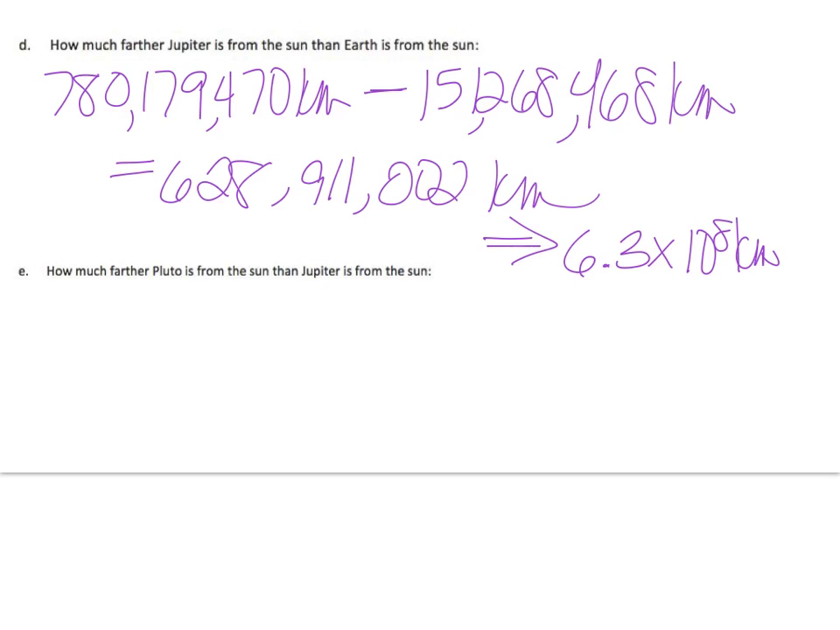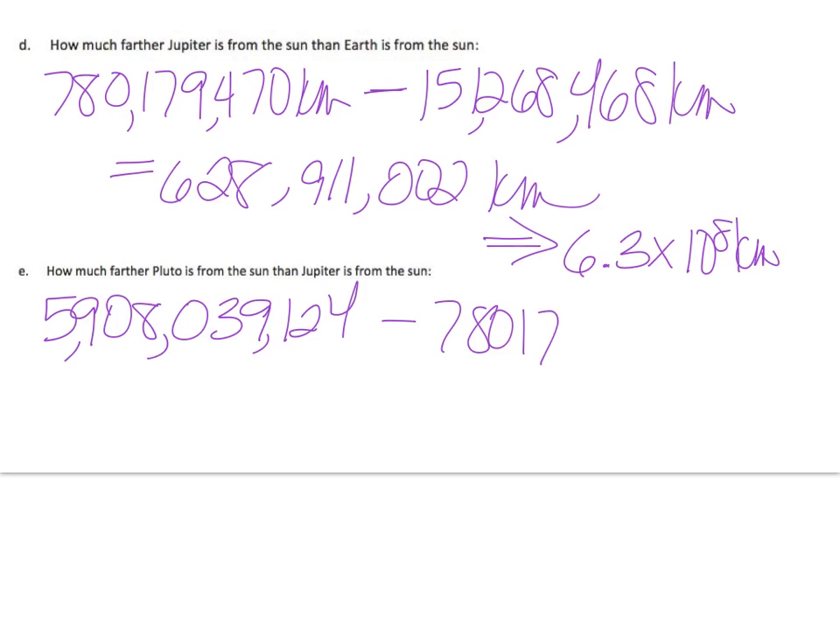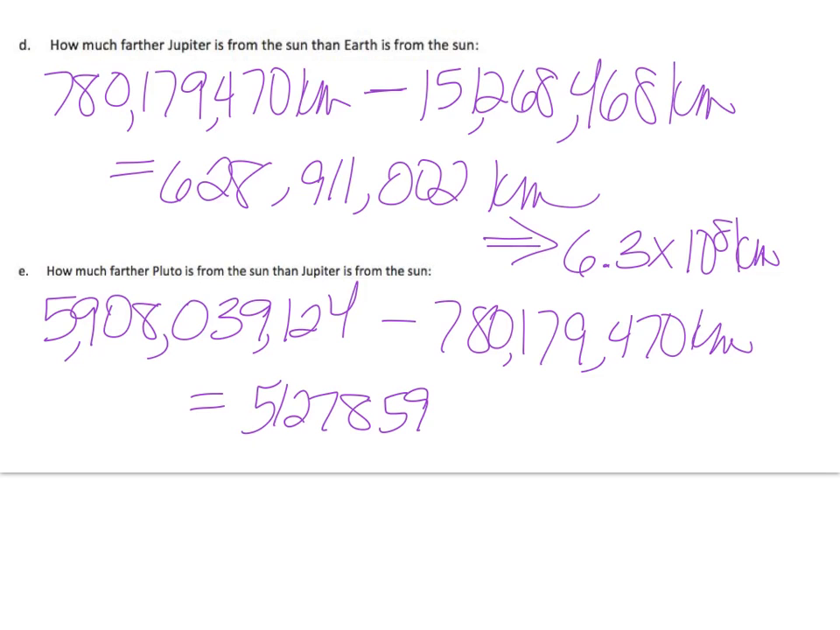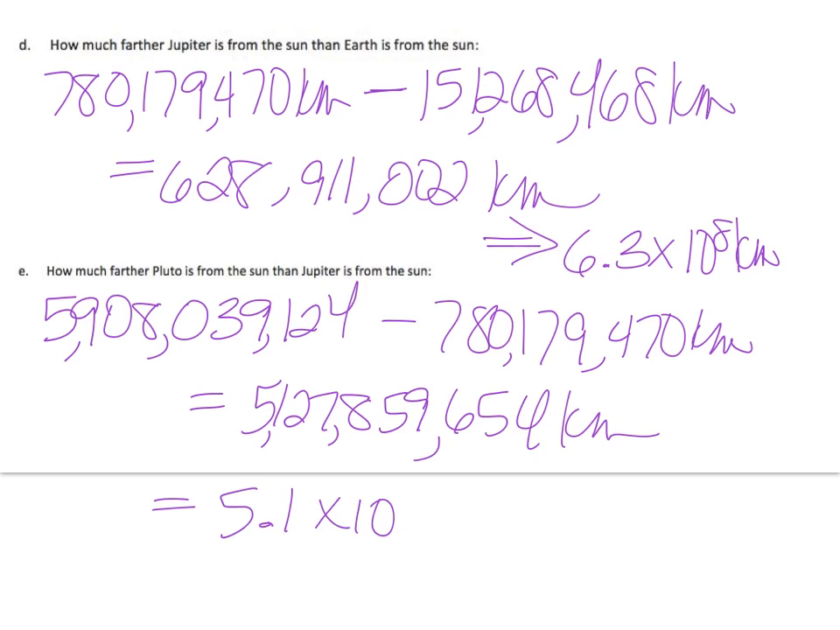How much farther Pluto is from the sun than Jupiter is from the sun? Let's do a little bit more math. Make sure I got all those numbers in there. Yep, minus 780,179,470. That gives me 5,127,859,654 kilometers, which simplifies to 5.1 times 10 to the 9th. Cool?